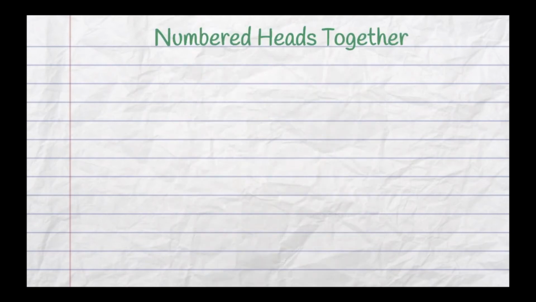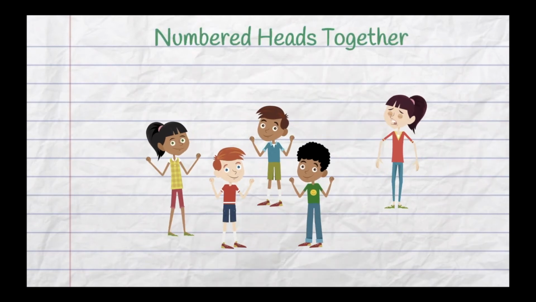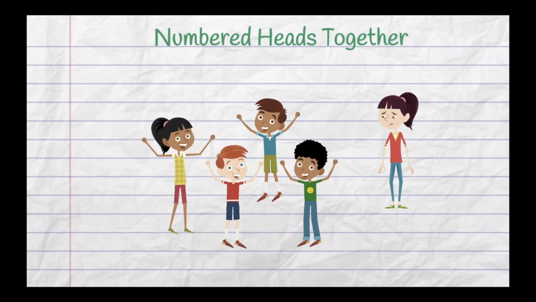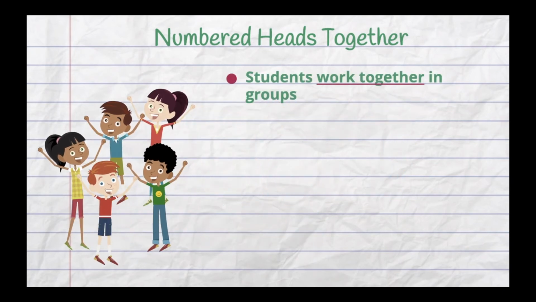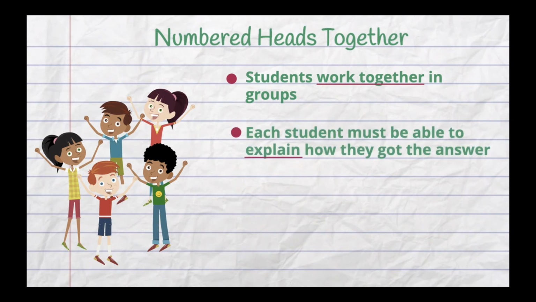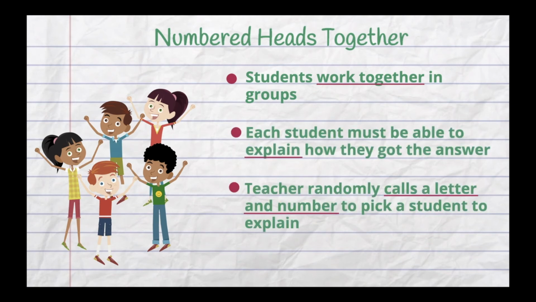Numbered heads together. When students work in groups, it's possible for some students to be more engaged, while another student may not fully participate. To get all the students working, numbered heads together requires each student in the group to participate. The teacher gives the class a problem to work on in groups. Each student must be able to explain the answer and how they got their response. The teacher randomly calls a group letter and a student number to pick the student to explain. What makes this work is that the students from each group do not know who will be called on, so everyone must know how they got their answer.